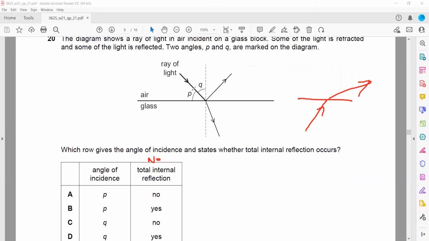And which one is the angle of incidence? The angle between the normal and the incident ray is called the angle of incidence. Q is representing the angle of incidence. So C is the right answer. For total internal reflection to occur, what should the figure look like? The light should strike the denser to rarer boundary, and no component of the light should go out. All of the light will bounce back. That is called total internal reflection. But this one is a simple refraction in which the light moves from air to glass.